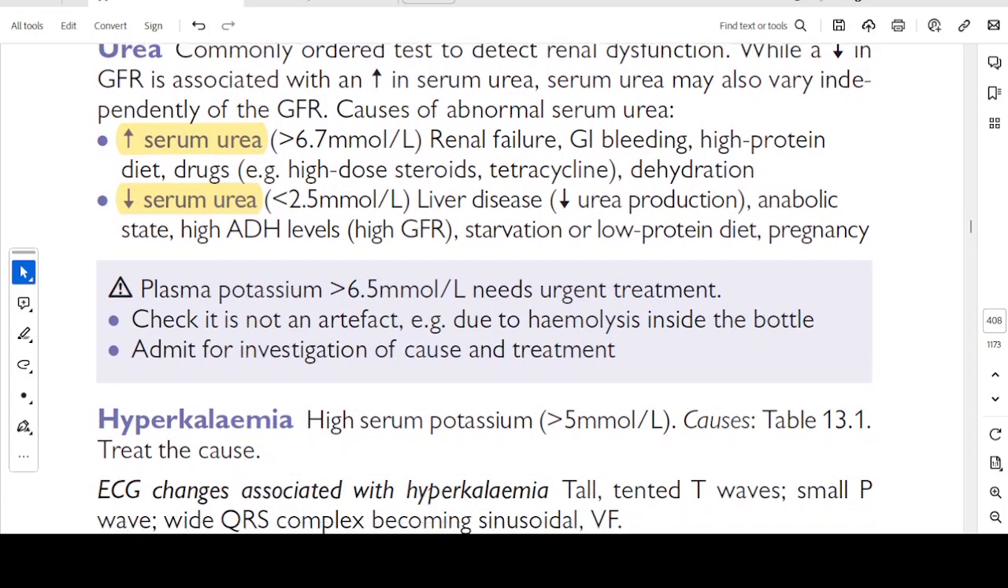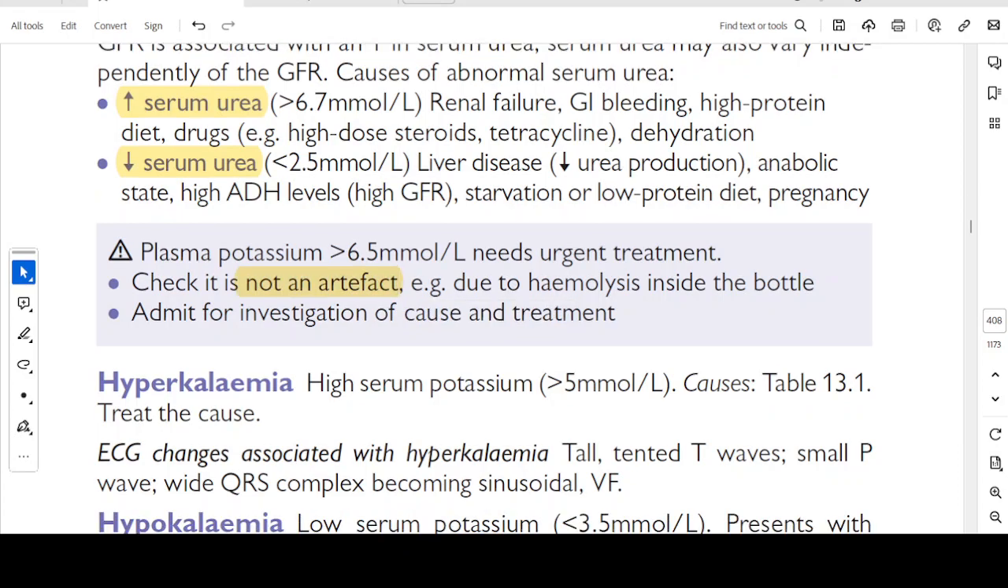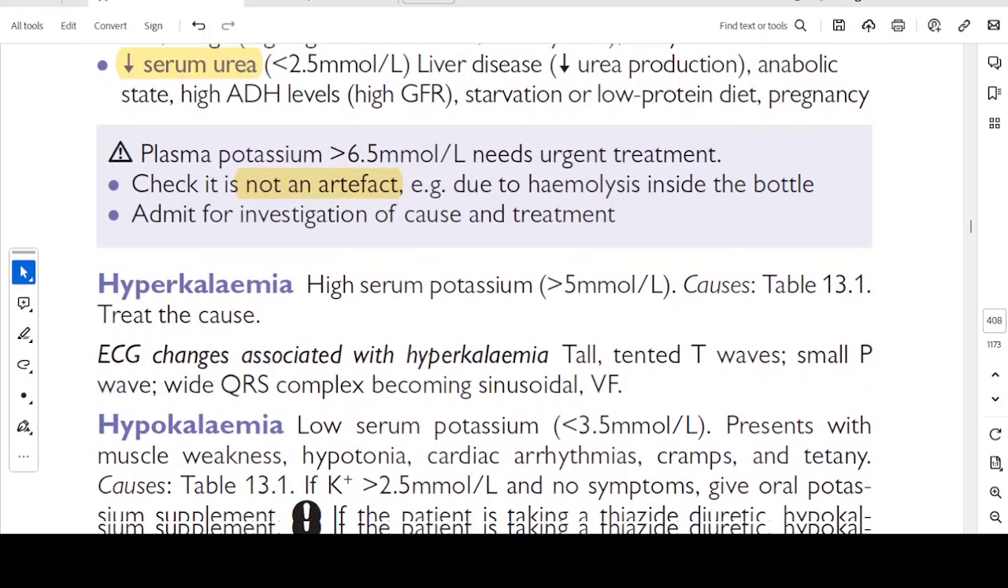Plasma potassium more than 6.5 needs urgent treatment. Check it is not an artifact due to hemolysis inside the bottle. Admit for investigation of the cause and treatment. So for any sample, if you find plasma potassium is more than 6.5 millimoles per liter, you have to check it is not an artifact.